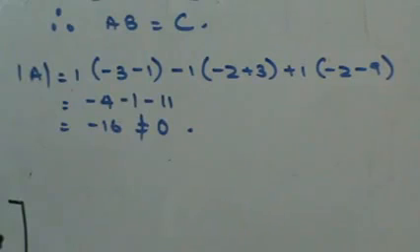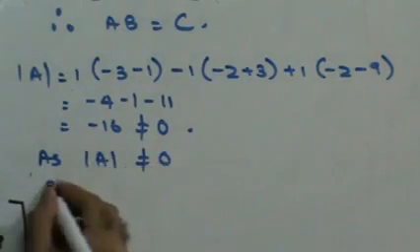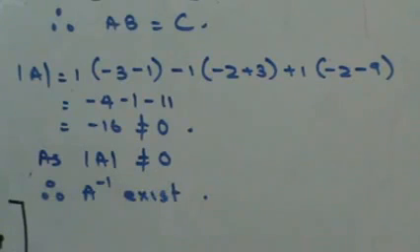So the first thing that you have to find out, determinant of A and prove that it is not equal to 0. So when you are doing inverse method, first thing you have to do is find out determinant of A and prove that it is not equal to 0. As determinant of A is not equal to 0, therefore A inverse exists. Right? Now, we know that A into A inverse is going to be I. Let's first find out A inverse.